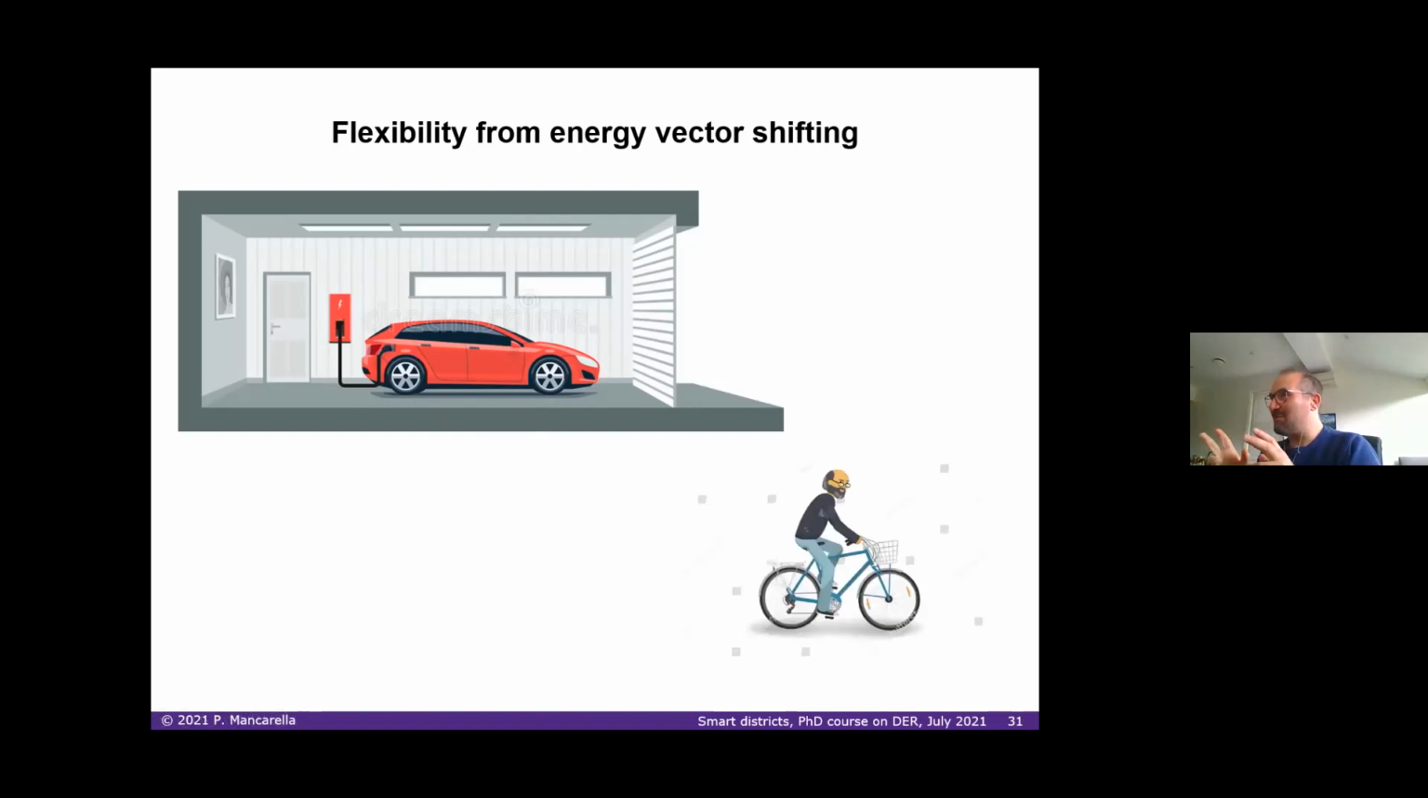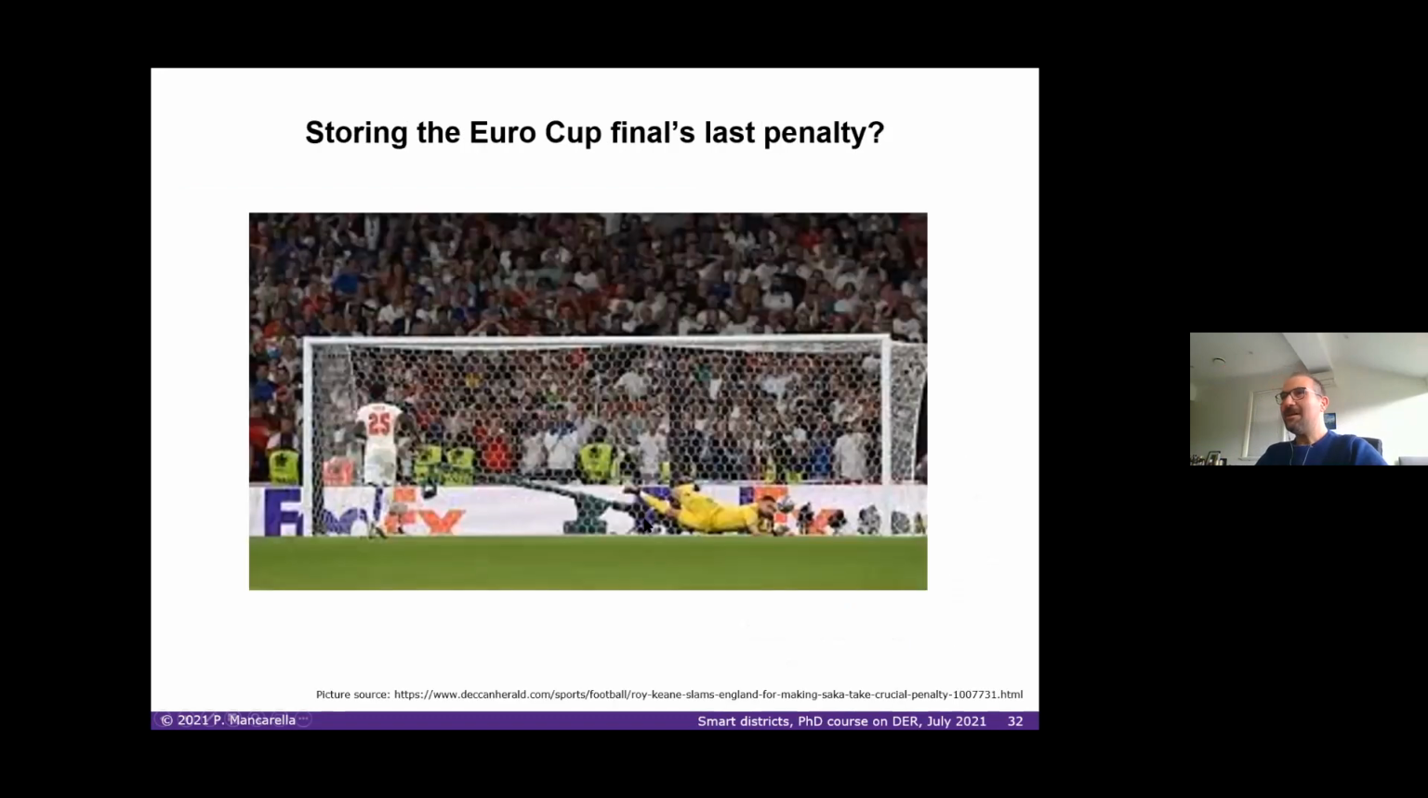And again, if you see here, the flexibility in using or not using electricity in this case for transport is coming from the fact that you can shift your energy vector. In this case, the vector for transport is not an electric car, it's actually a mechanical bike, and you're shifting from electricity to human power. And by the way, this looks very much like me, maybe not now, in a couple of years. And then, would you ever store this?